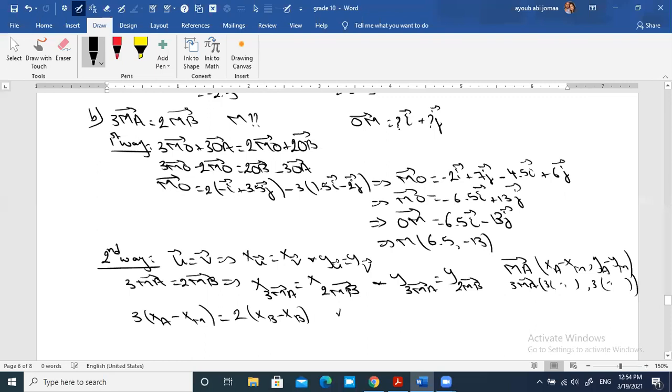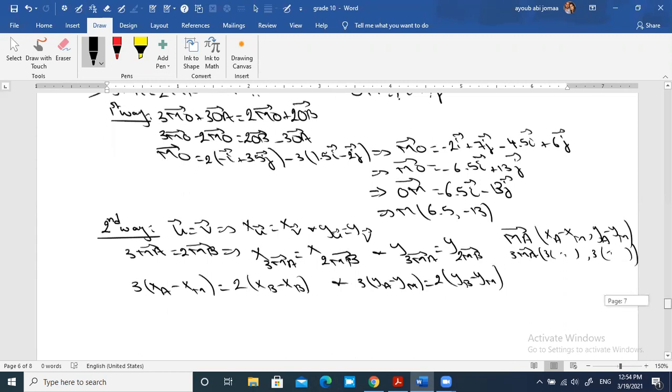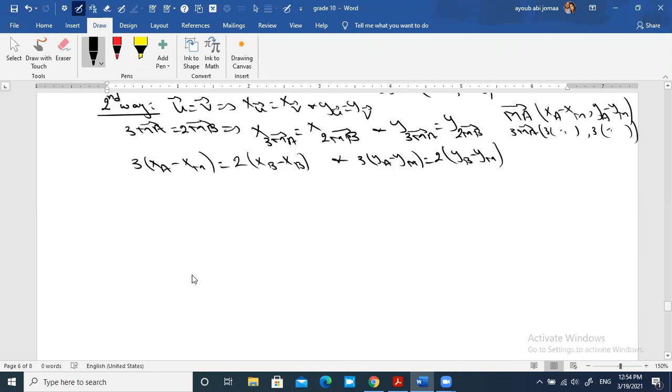And similarly for y, 3 ya minus ym is equal to 2 yb minus ym. Replace xa and xb by their values, ya and yb by their values. So here you get 3xa, or let's replace xa, it is 1.5 minus xm. It's 2 into x of b, it is -1 minus xm.